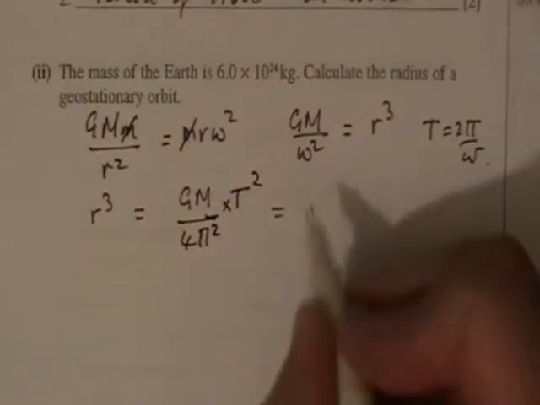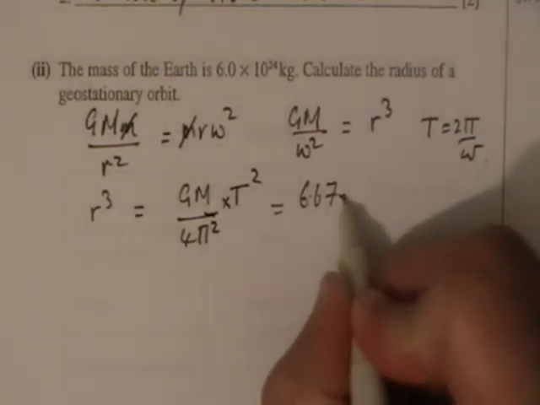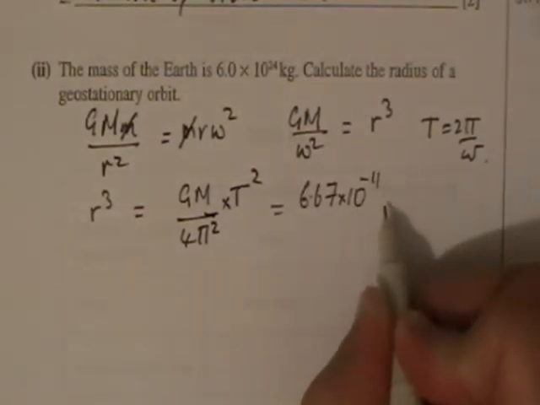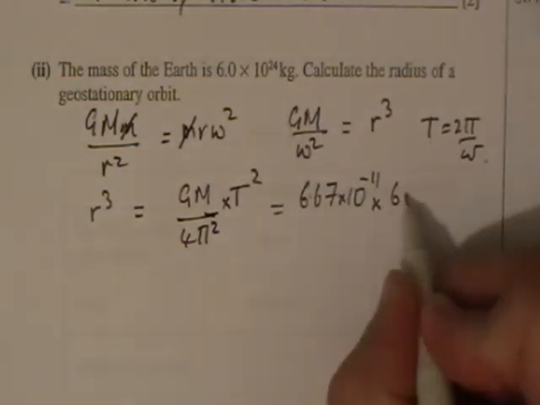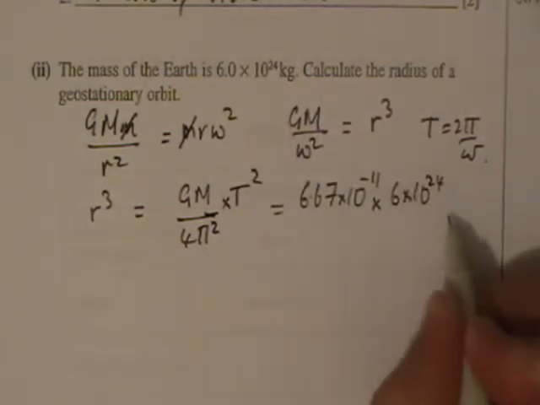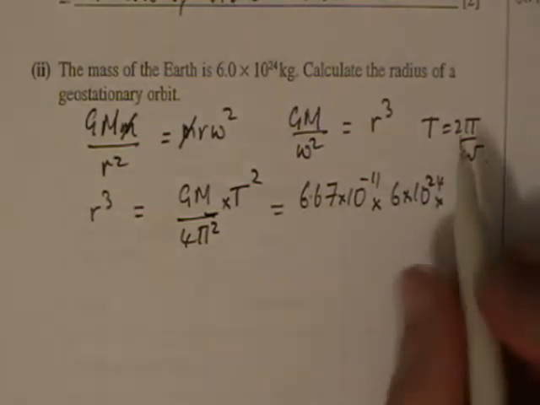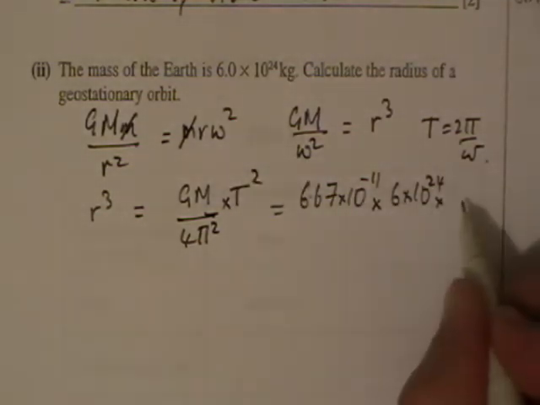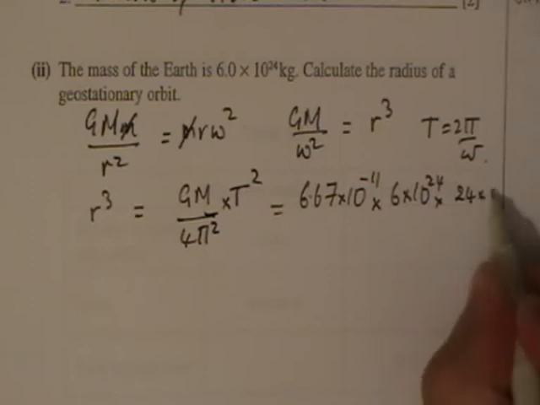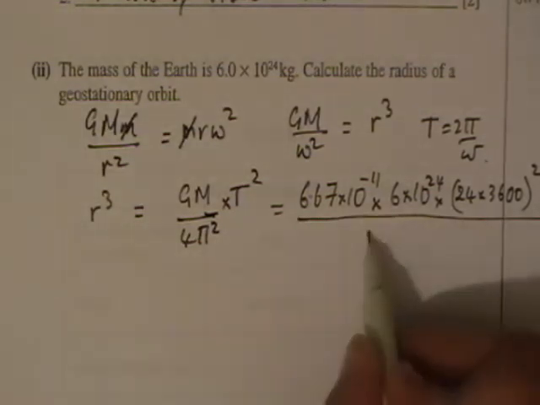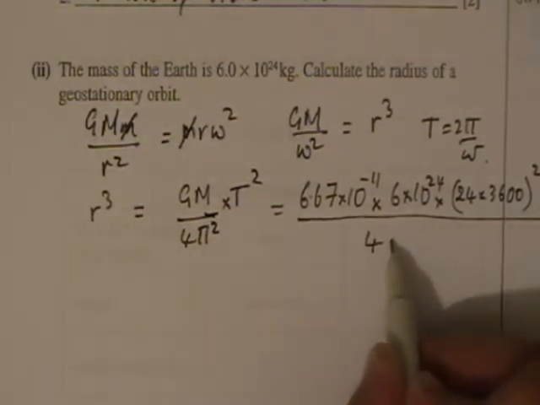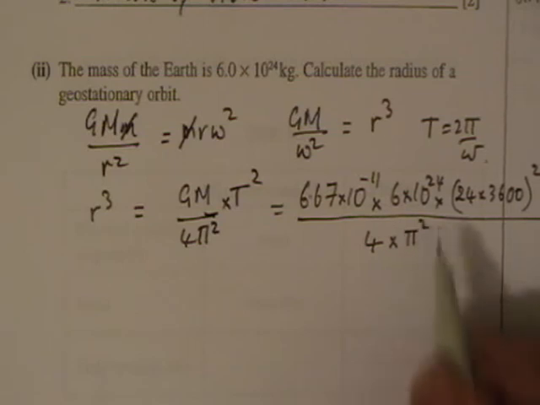So we had G is 6.67 times 10 to the minus 11 from our formula sheet, times the mass of the Earth, we were just told, 6 times 10 to the 24, times T squared. Well, that's 24 hours, so that's 24 times 3,600 seconds, and we have to square that, and just make sure you square that, divided by 4 times π squared.